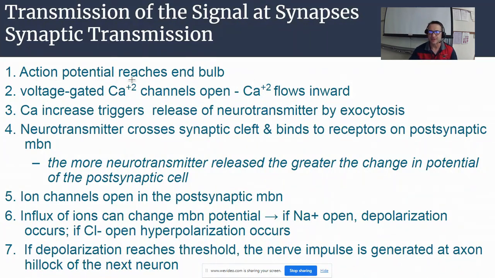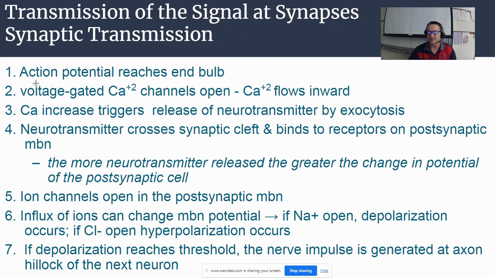So the action potential reaches the end bulb. Remember, that was voltage gated sodium channels opening and closing all the way down the axon. That's how the action potential traveled down the entire axon. And remember, to repolarize the neuron down the axon, it was the opening of voltage gated potassium channels that allowed potassium to exit. And that's what caused it to repolarize back down to negative 70.